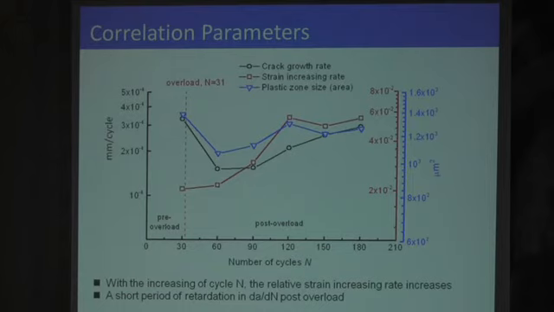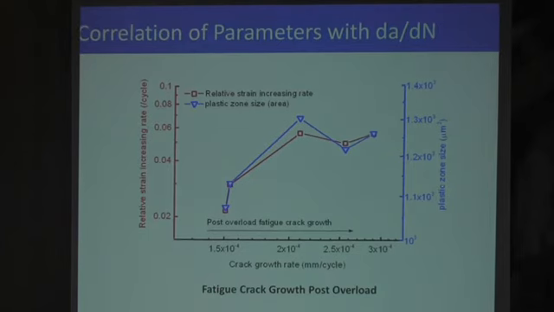And then what they did is put those three together. The crack growth rate, which is black, and you can see this retardation and gradually climbing up to normal. And then there's the strain increasing rate. You can see that they have actually done the conversion from the ratcheting strain. And then they look at plastic zone size, which is the area, something like that.